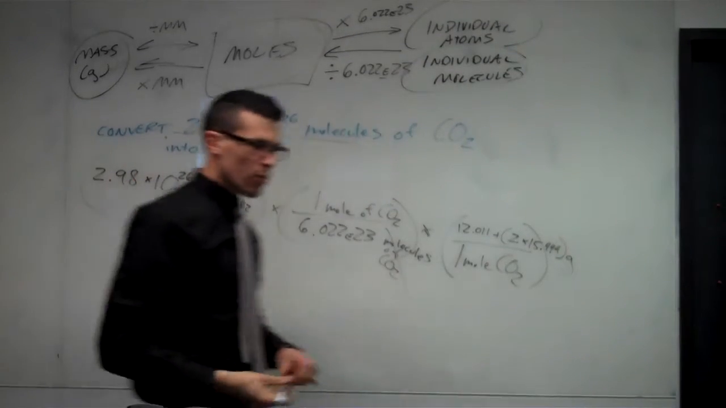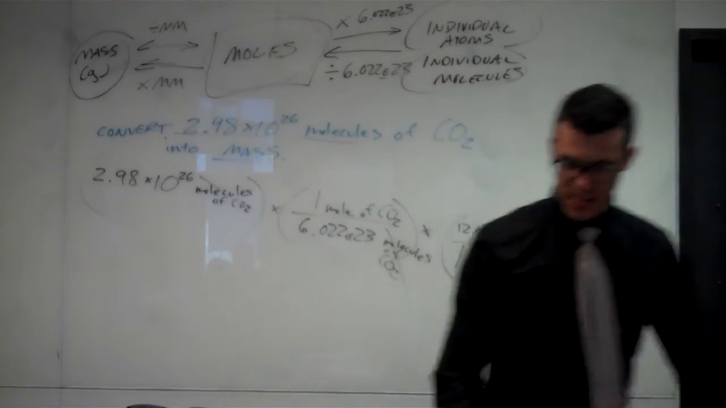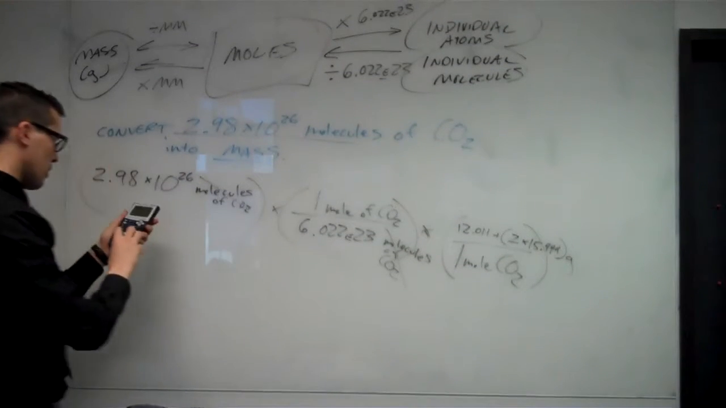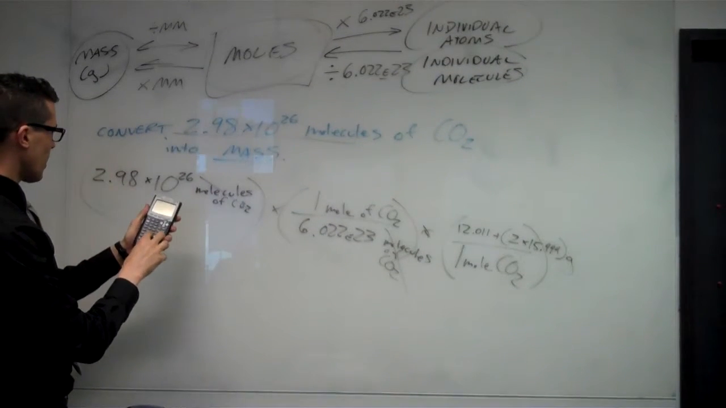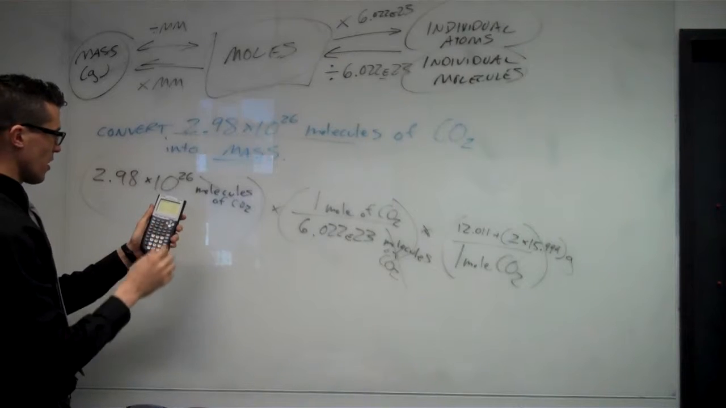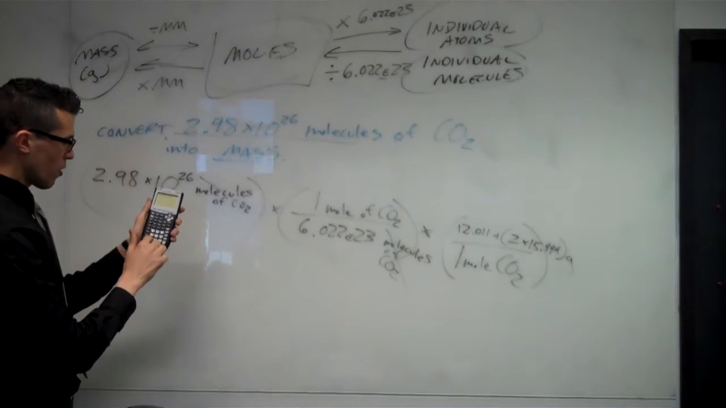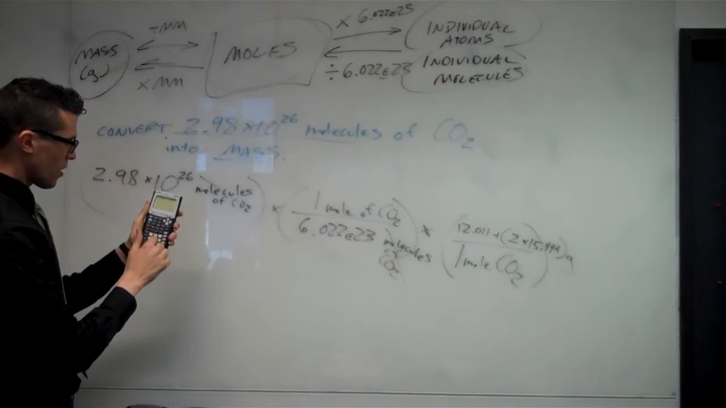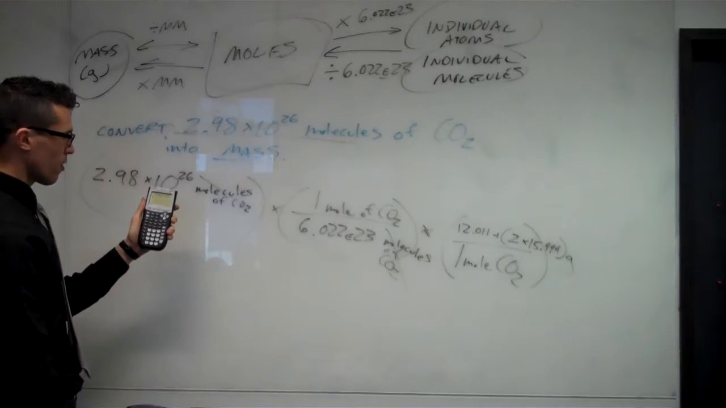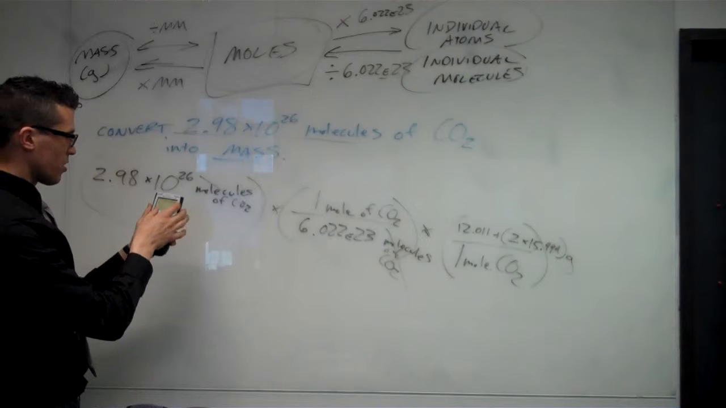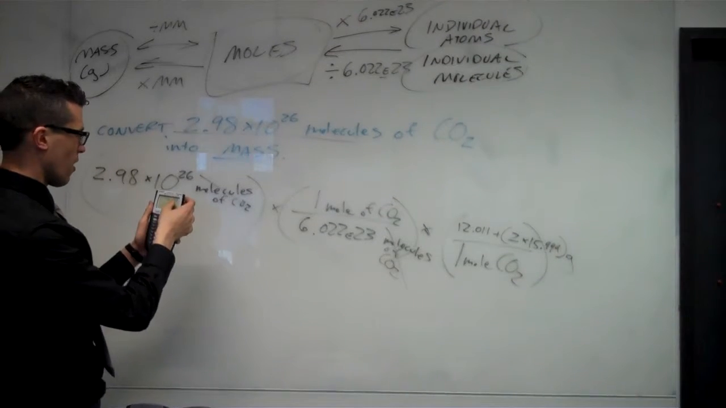Okay? So if you do that, and I have not done this yet because I just made it up, I'm going to do it right now. 2.988 second E, my calculator, 26 divided by 6.022 second E, 23. Enter. Okay, and I get some number, that's 496.18.